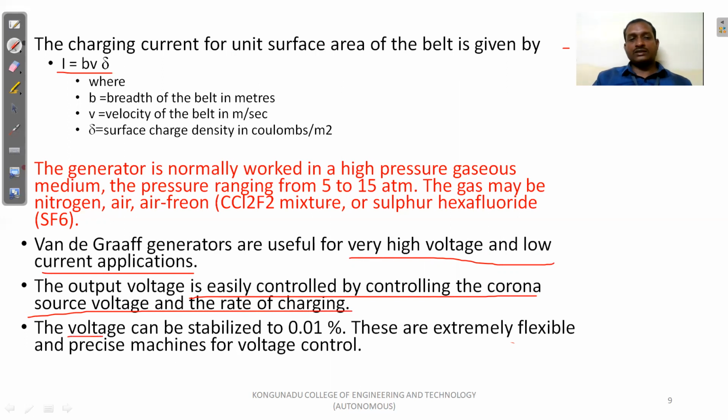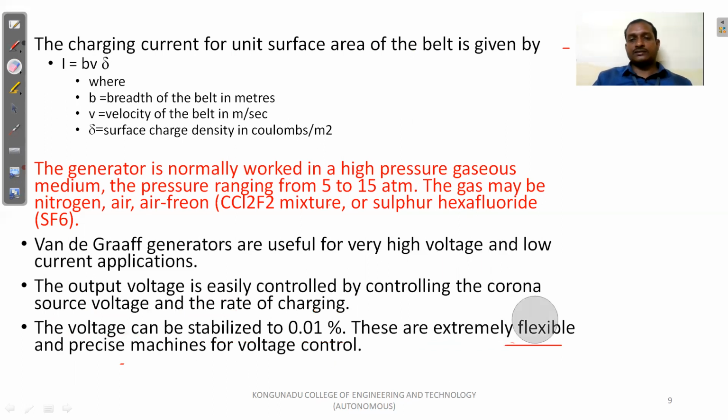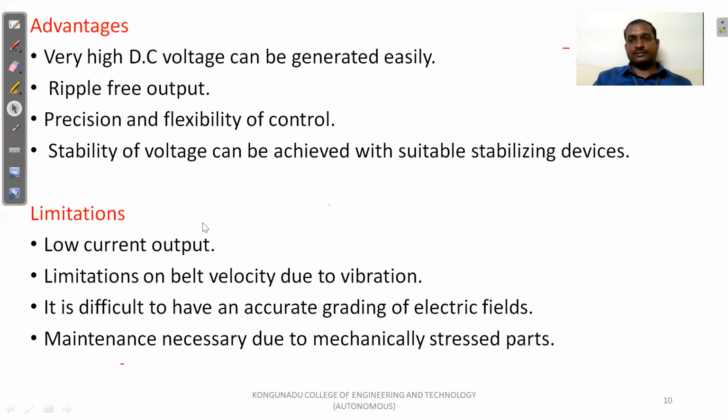The voltage can be stabilized to 0.01%. So these are extremely flexible and precise machines for voltage control. These are a few of the applications of the Van de Graaff generator. Next, I'm going to discuss the advantages.